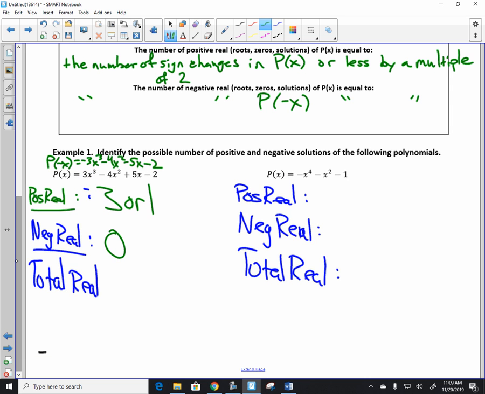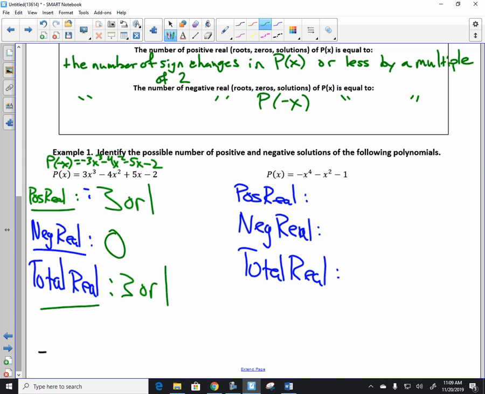So the total number of real solutions is the combination of the positive and the negative. Suppose there were 3 positive and 0 negative. How many total real would there be? There'd be 3. Suppose there was 1 positive real and 0 negative real, then there would be just 1. There's 3 or 1. You subtract by 2. We'll do a couple examples, you'll see.